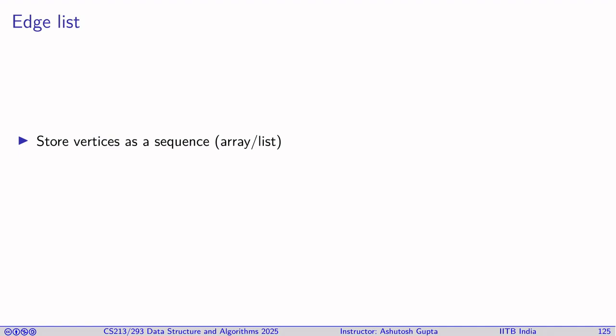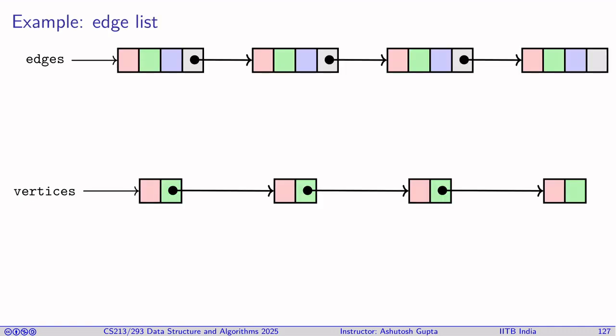So what is an edge list? An edge list stores the vertices as a sequence. It can be an array or a linked list, and stores edges as a sequence with pointers to vertices. For example, here is an edge list data structure. The edges are stored as a linked list, and vertices are also stored as a linked list. And then edges have two extra pointers, which point to their corresponding vertices.